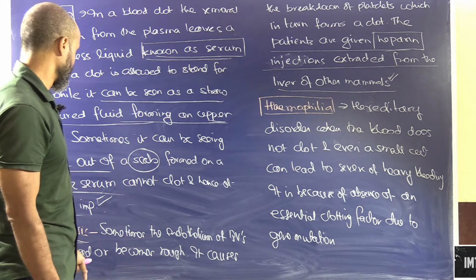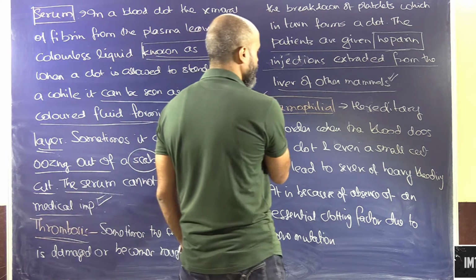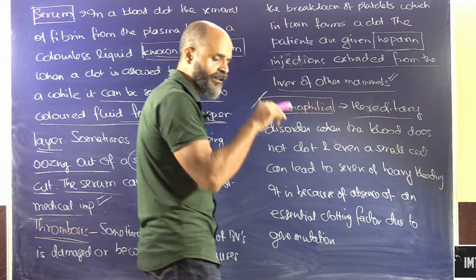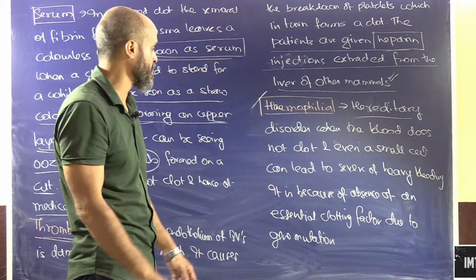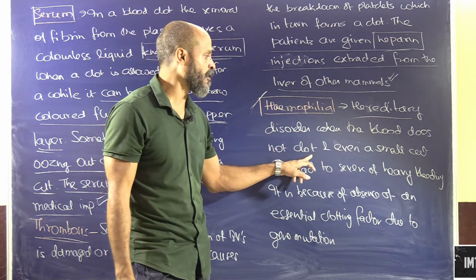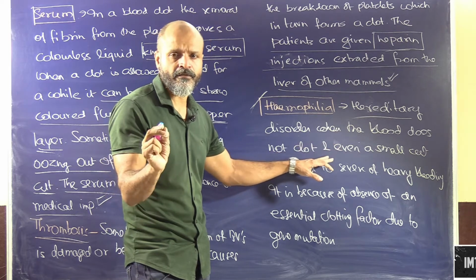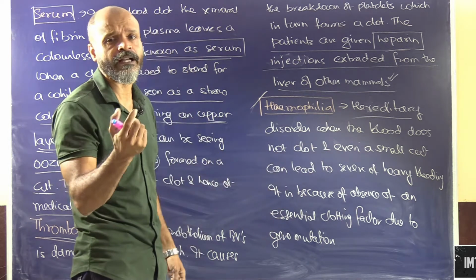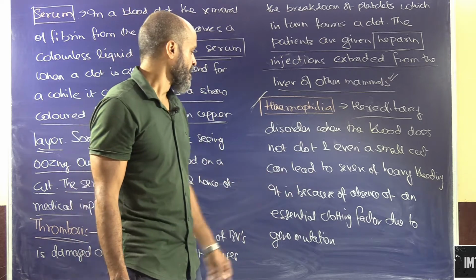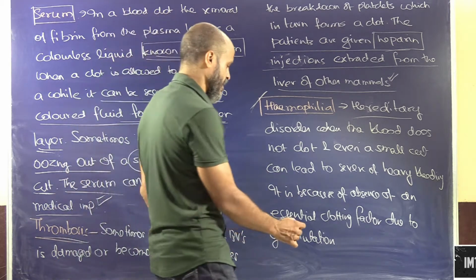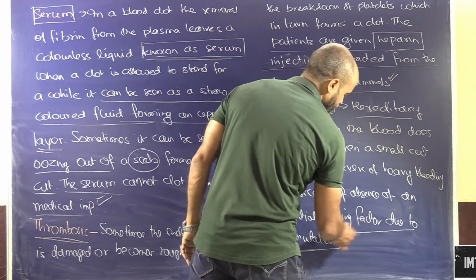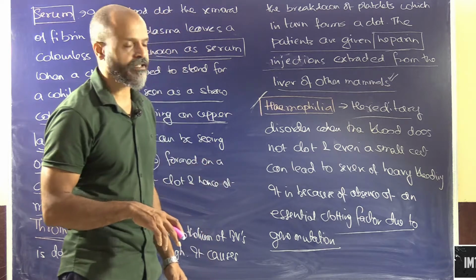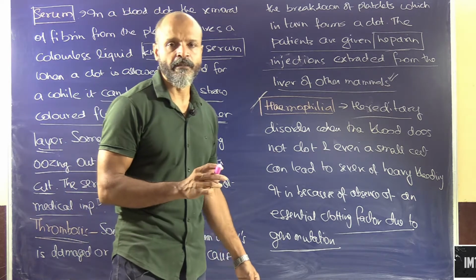Okay, so now we have hemophilia. It is a hereditary disorder due to genetic mutations, wherein the blood does not clot, and even from a very small cut, heavy bleeding happens. It is because of the absence of an essential clotting factor, and this happens due to gene mutations. So these are certain things which we should be aware of.